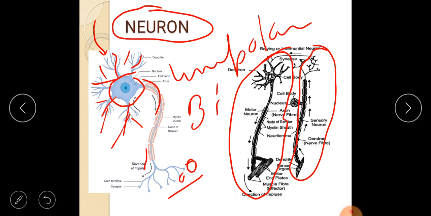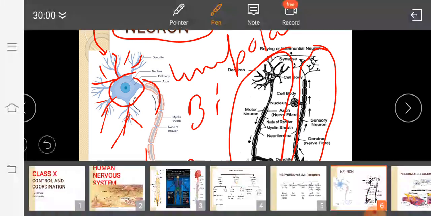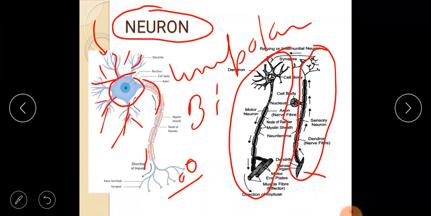So sensory neuron, here you can see these are the sensory receptors, maybe the skin. From here, the message is traveling to either the brain or the spinal cord. And from here, the message is being analyzed, and finally the response is being carried through another neuron, this is the motor neuron, to the muscles. So the sensory neurons take the message from the receptor organs or the sensory organs to the spinal cord or the brain, and motor neurons bring the response to the muscles.